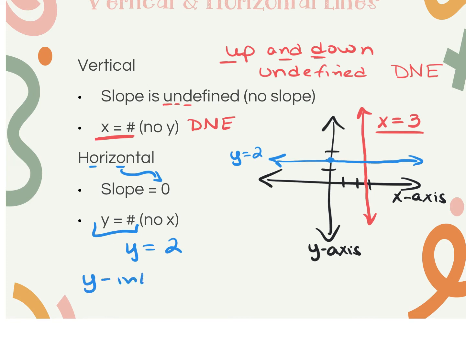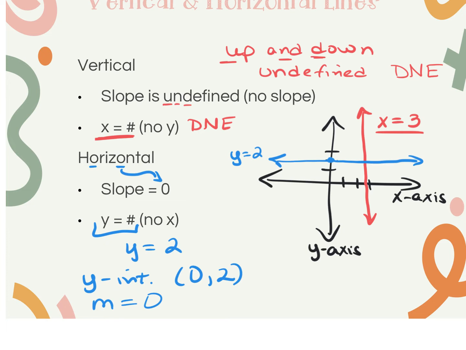Notice my y-intercept. It's touching my y-axis at 2. So my y-intercept, and again on WebAssign, you're going to key it in as an ordered pair. It would be the ordered pair (0, 2). And again, your slope, your m, would be 0 for that horizontal line.